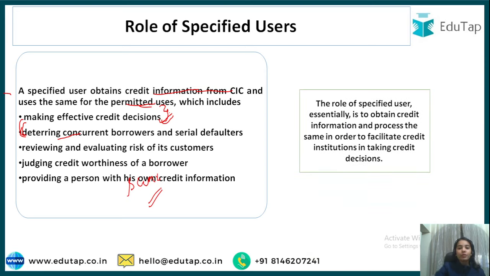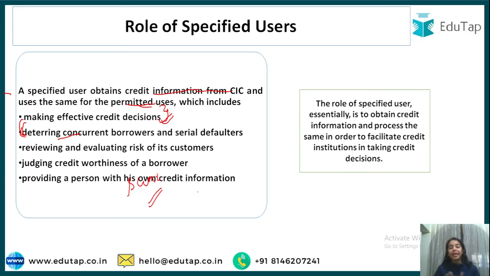So the role of a specified user essentially is to obtain credit information. They are obtaining the credit information from the CIC, that is the credit information companies, and they are processing the information, okay, in order to facilitate the credit institutions. It can be the credit institutions themselves, that the banks themselves are taking the information, accessing it, processing it and analyzing it.